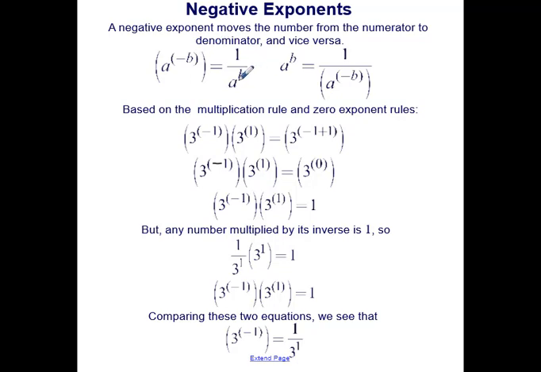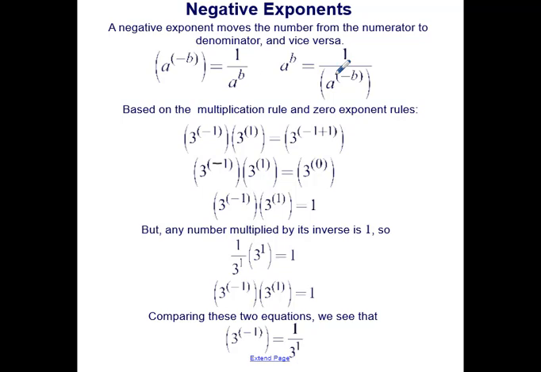exponent. We also have a to the b, which is a positive exponent for a, equal to 1 over a to the negative b. It was a positive exponent in the numerator, and now it is a negative exponent in the denominator. When the exponent moves from numerator to denominator, it changes the sign. This is based on the multiplication rule and zero exponent rules.